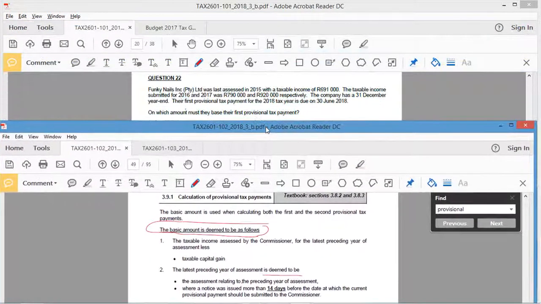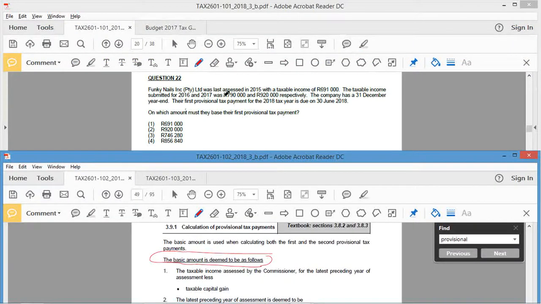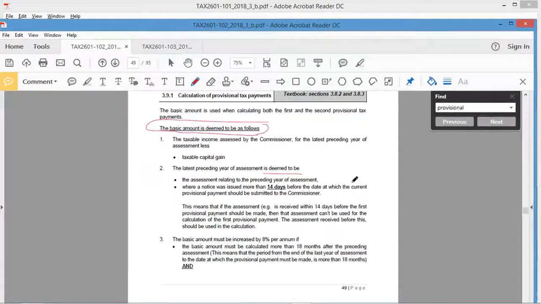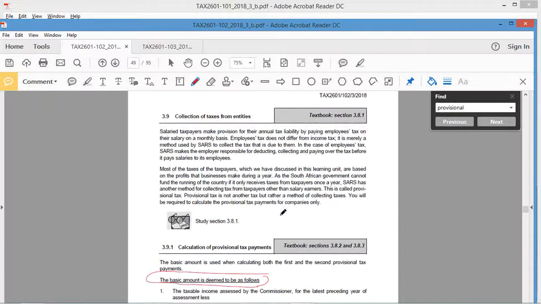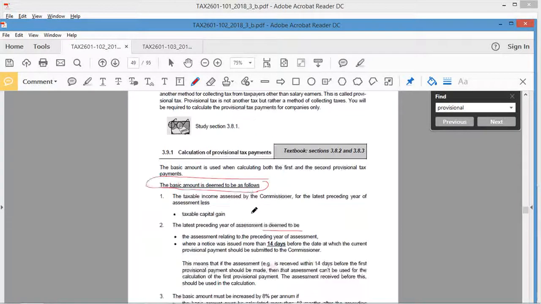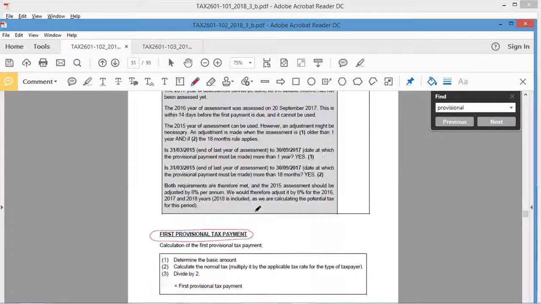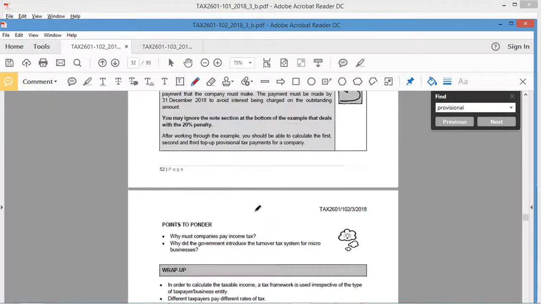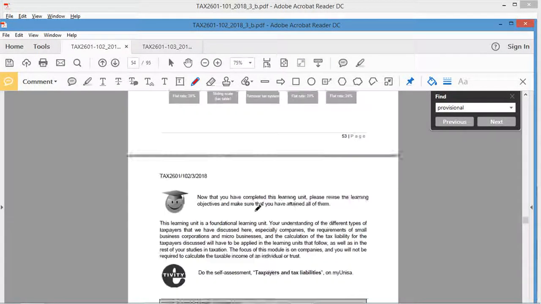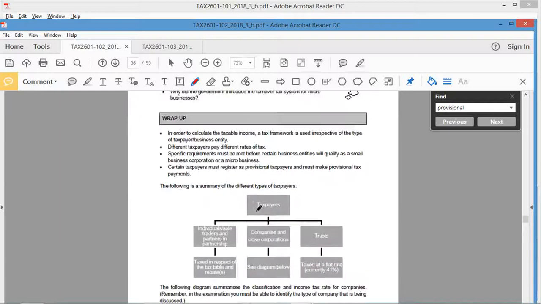So looking at this question, assessed in 2015, you should be looking at the greater of, because you want to be in line with what you've assessed. So let me just show you the, okay, there we go. In the case of employees tax, the government cannot, okay, that's collection of taxes and entities. First provisional income tax, I just want to show you where that point is. They don't give it to you here, so it must be earlier on.